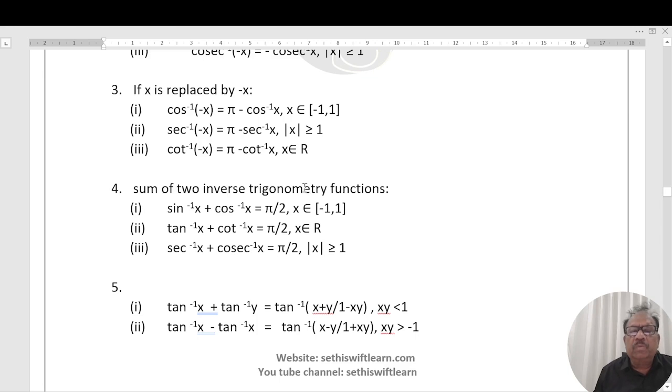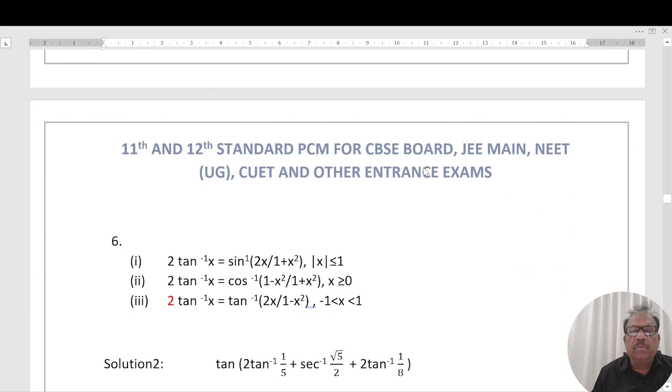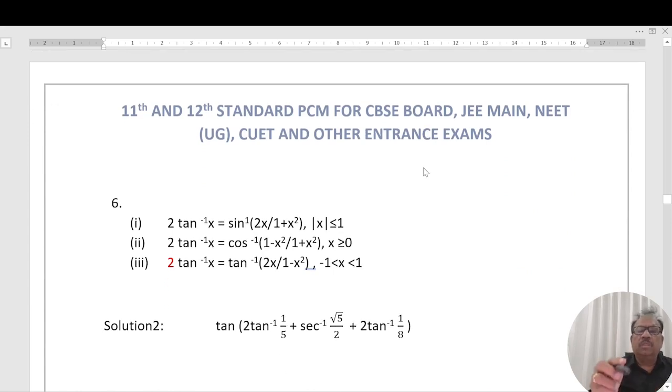Then tan inverse x plus tan inverse y equals tan inverse of x plus y upon 1 minus x into y. Before applying this, be careful with all these three. I will go through all the properties along with the illustrations, right? Now, 2 tan inverse x. In this case, this formula will be applicable: tan inverse of 2x upon 1 minus x square. According to requirement, we can apply the formula of sin inverse or the formula of cos inverse, right?